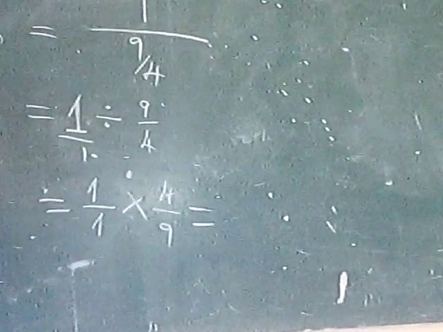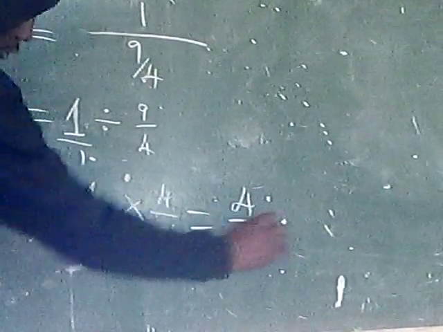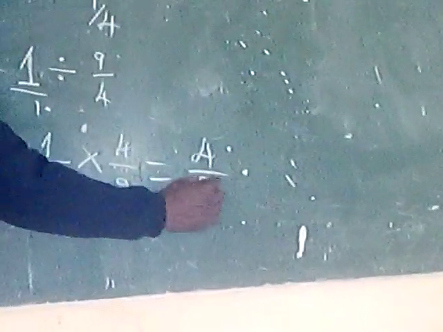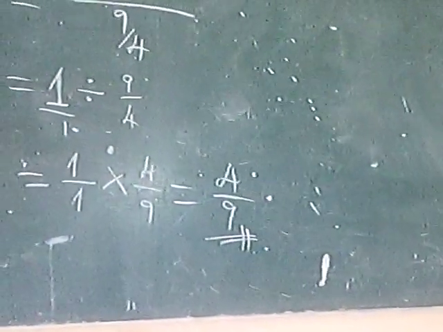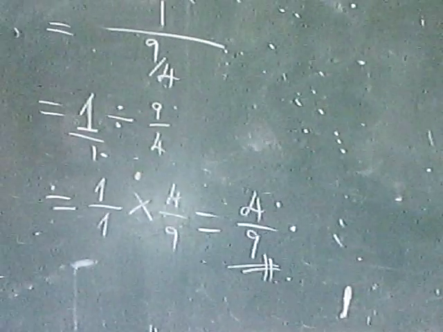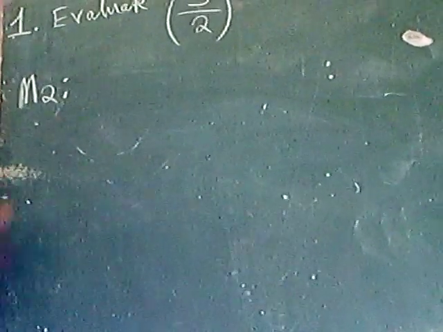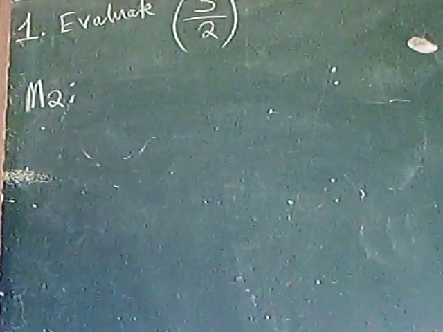Now we're going to have 1 times 4, that is your 4. 1 times 9. And of course, this is your answer, 4 out of 9. Great. Let's look at method number 2 now with the same question.